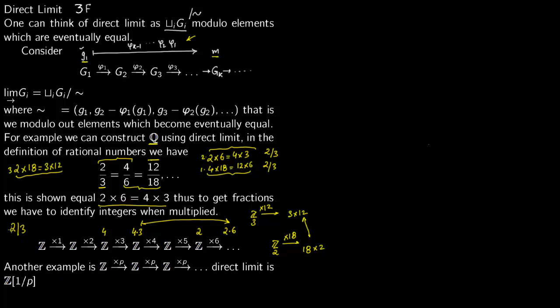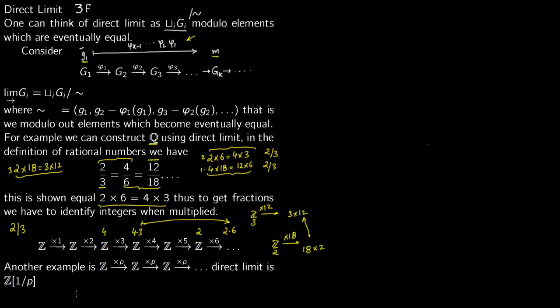And so you construct all rational numbers. So basically you have fractions by putting these equal to each other. So this is how you construct rational numbers using direct limit. Now instead of multiplying by 1, 2, 3, 4, you multiply by prime numbers, you get this Z[1/p]. Same principle.